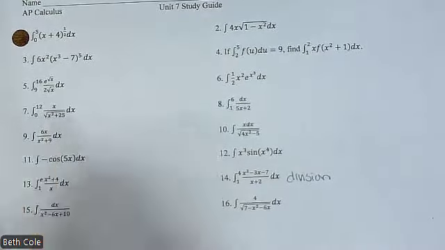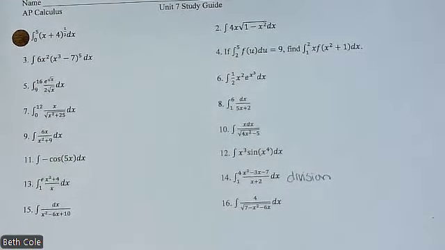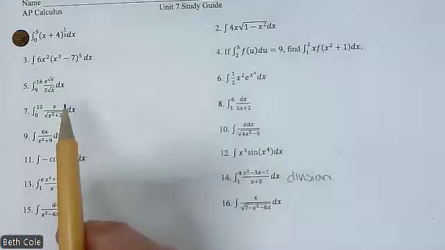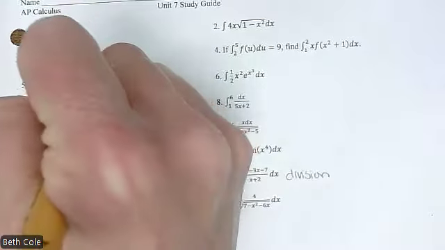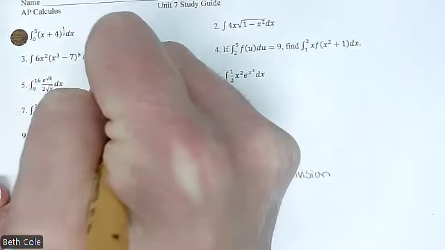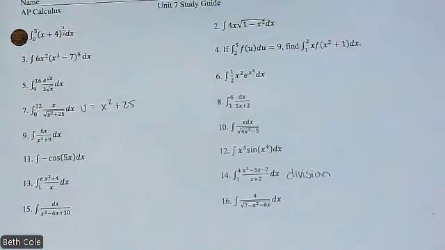Number 7 is not. Why not? No, let's talk about it. There's a variable on the top. That's just going to be basic U substitution where you let U equal the stuff inside. No, that was good. Let's try again.